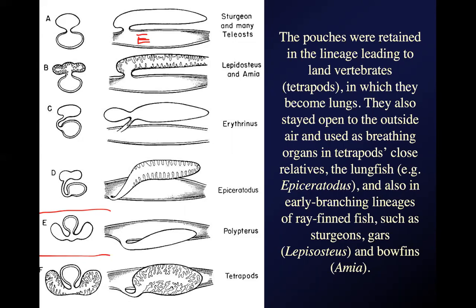I think Erythrinus is a lungfish. I know Epiceratodus is. They've got the same thing. They've got these pouches branching off the esophagus that are used to absorb atmospheric oxygen. And lungfish, incidentally, are so dependent on atmospheric oxygen that they are among the only fish that can drown if you keep them away from the atmosphere. They've got gills, they use them, but they cannot completely fulfill their need for oxygen using only their gills. They have to gulp air.